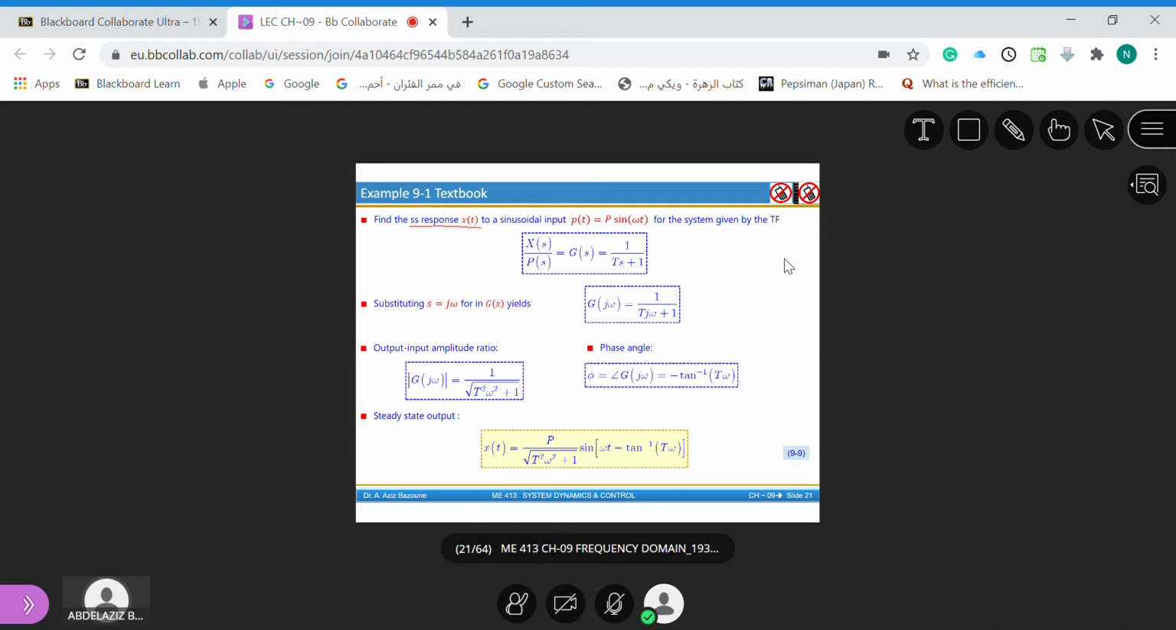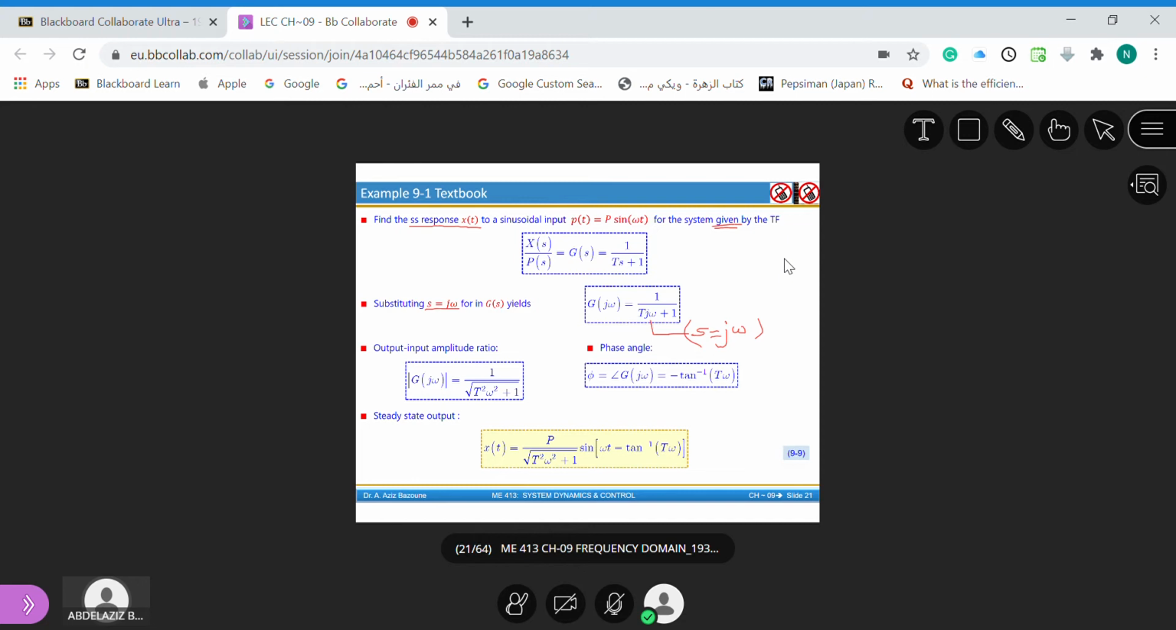G(s) is given to you as 1 over Ts plus 1. Now, if we substitute s equal to jω, we will find G(jω) is 1 over Tjω plus 1. What will be the magnitude of this? It will be the magnitude of the numerator, which is 1, over the magnitude of the denominator, which is the square root of the real part squared plus the imaginary part squared. The real part is 1. The imaginary part is Tω.